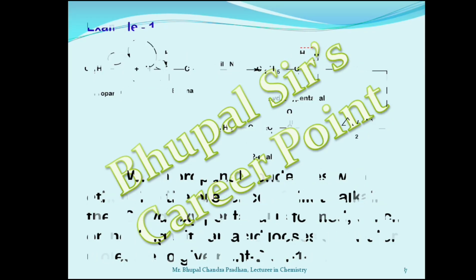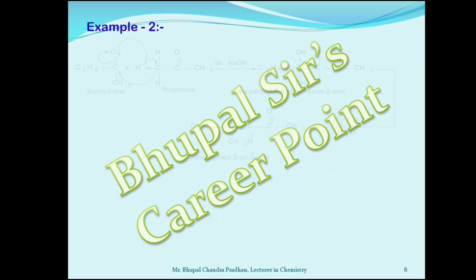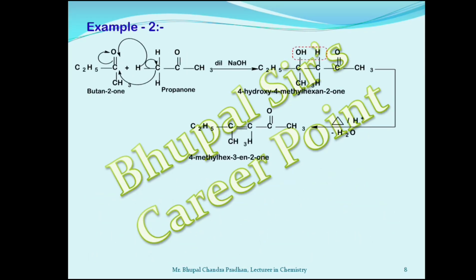Now, let us come to example 2, different ketones. When butan-2-one and propan-2-one condense with each other in the presence of dilute NaOH, then 4-hydroxy 4-methyl hexan-2-one is formed, which on heating with an acid loses one water molecule to give 4-methyl hex-3-en-2-one.